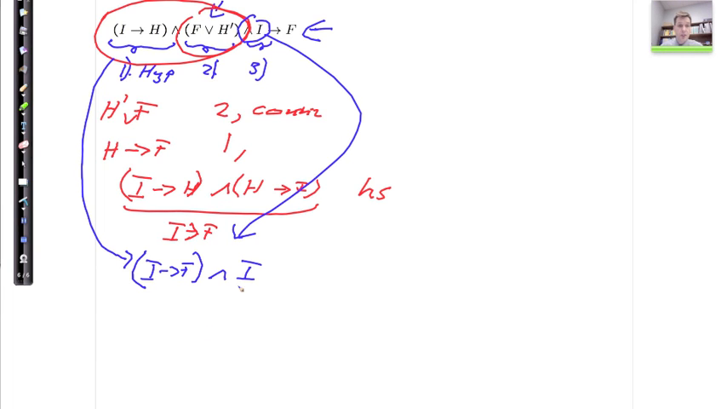Now what we have is a traditional modus ponens. P and P implies Q produces Q. Using the modus ponens, we come to the conclusion that I implies F and I produces F. And that's exactly what we want to show here. So we have proof that this is a valid argument.